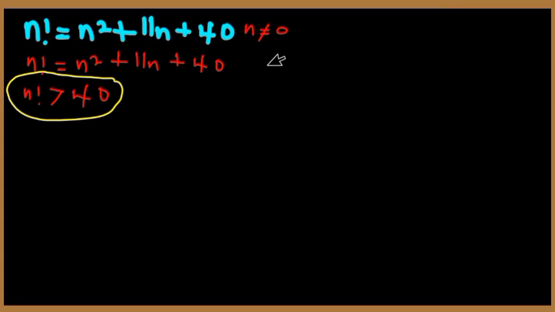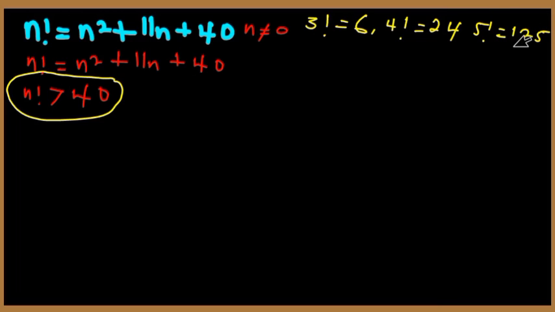Okay, now let's look at the factorials. Let's look at 3 factorial. 3 factorial is 6. We are saying that n factorial should be greater than 40, but 3 factorial is less than 40, so it's not part. 4 factorial, that one too is 24, which is less than 40. 5 factorial is 120, which is more than 40. So now we can boldly say that n must be greater than 4.